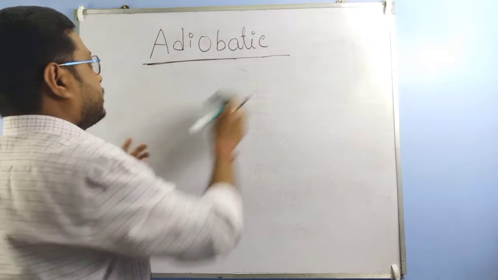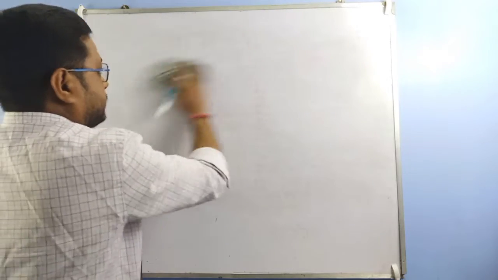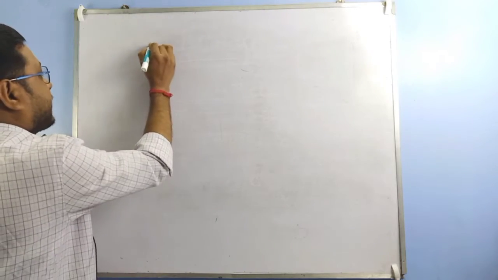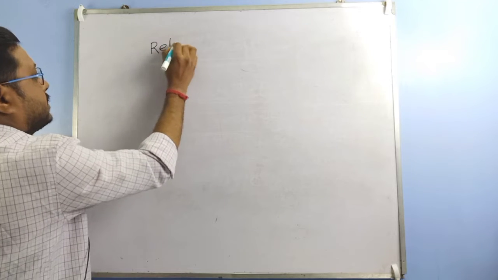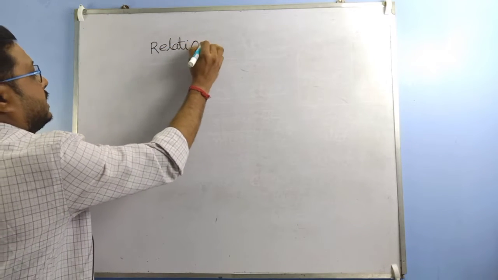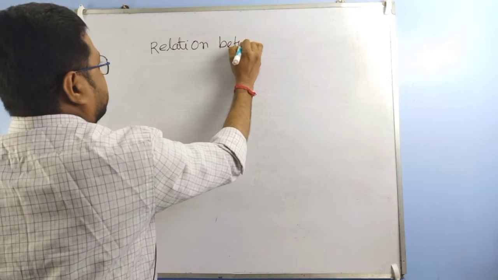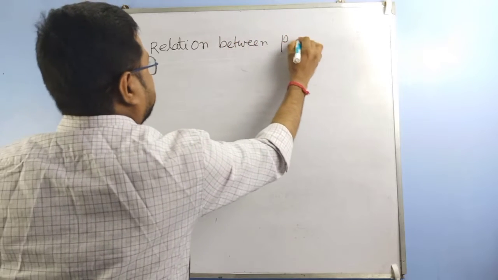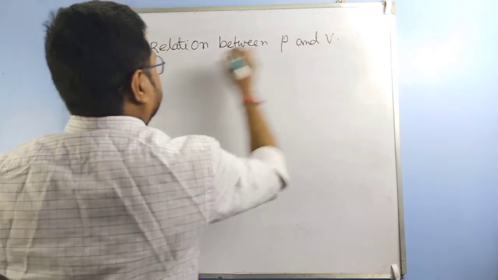So at first we go with P and V, the relation between pressure and volume.